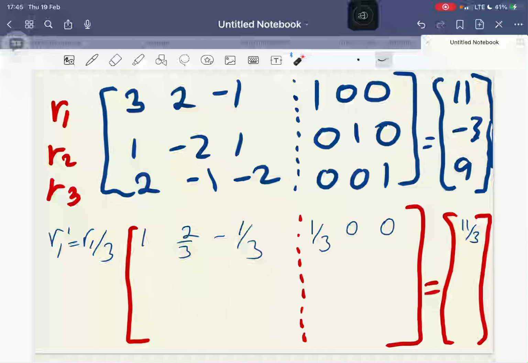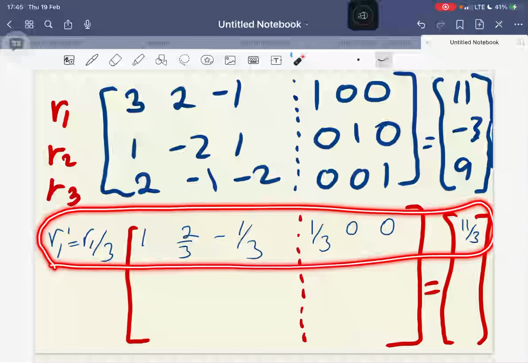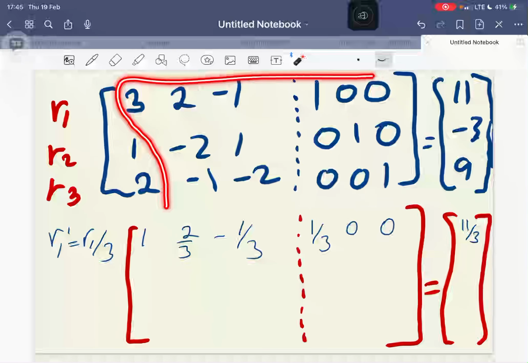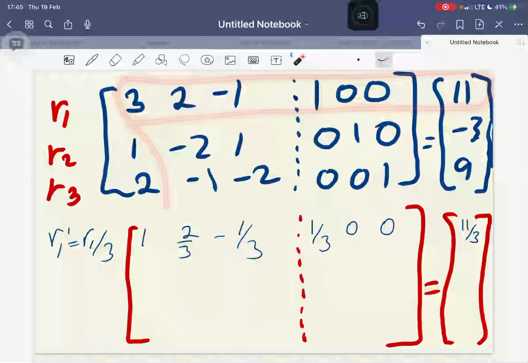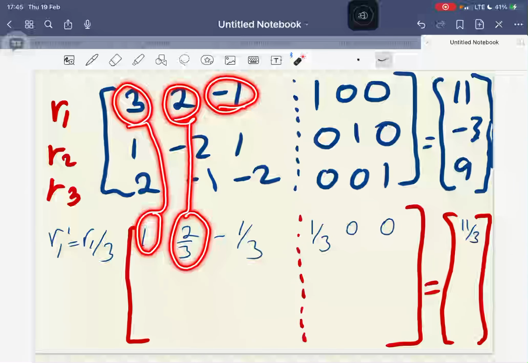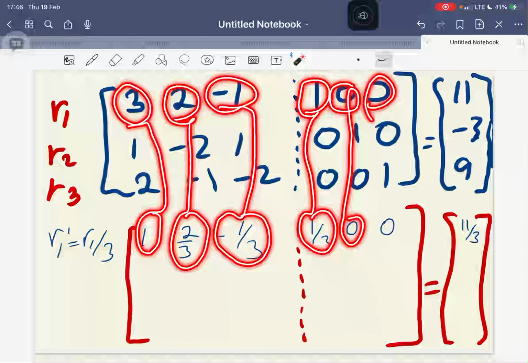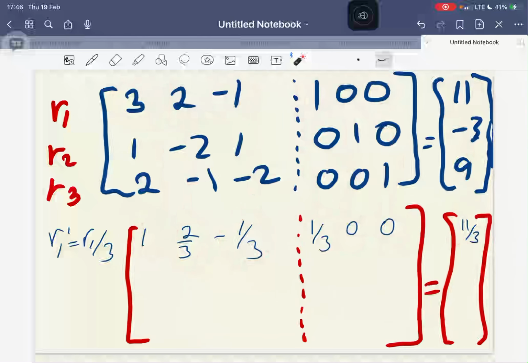Doing that allows us to have this new equation 1, which is equation 1 divided by 3 throughout. So this 3 divided by 3 gives us 1. This 2 divided by 3, we have 2 over 3. Minus 1 divided by 3, we have minus 1 over 3. 1 divided by 3, we have 1 over 3. 0 divided by 3, we have 0. 0 divided by 3, we have 0. And 11 divided by 3, we have 11 over 3. That gives us the new equation 1, which we call equation 1 prime.